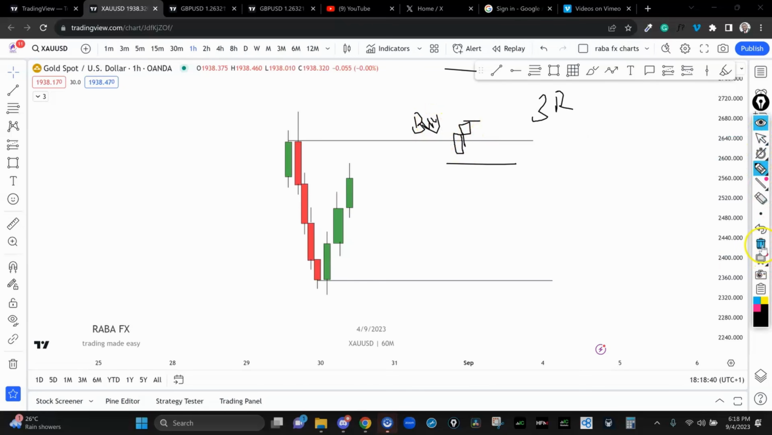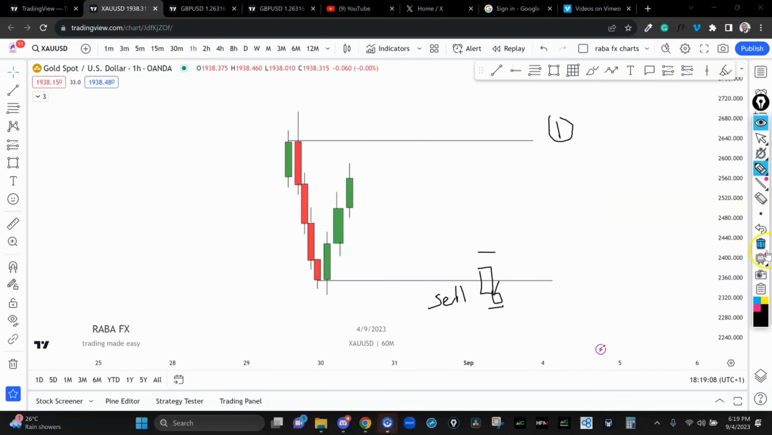Now, if you are selling, maybe price is approaching here for a break. In this case, you're looking at the break and retest. You want to see a retest of that, and then you enter the trade with the stop loss above. In this case, you are selling. This is one criteria.